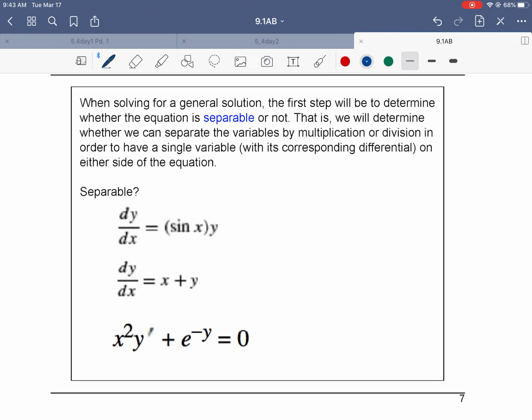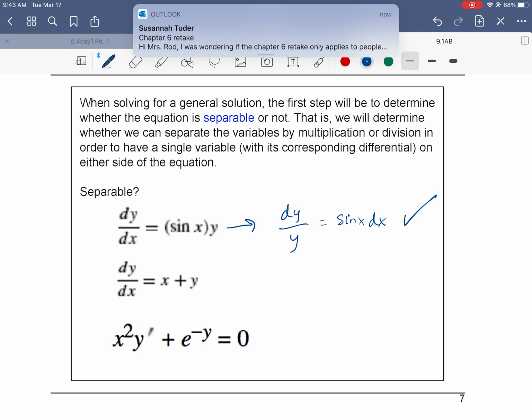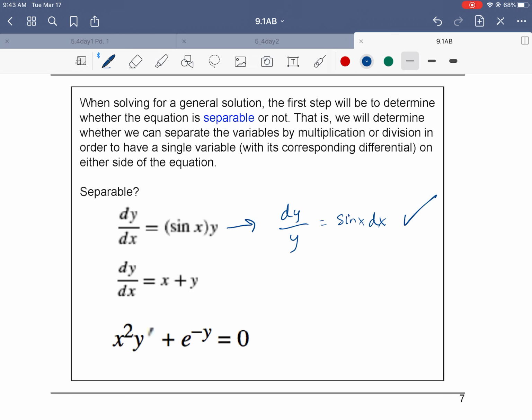So if we have dy over dx equals sine x times y, I like that it's written as dy over dx rather than y prime, because that allows us to begin to separate, including the dy and the dx terms. Okay. So in this case, I can divide by y, and that would put dy over y, and I can multiply by dx, and that would give me sine x dx. So at this stage, all I'm doing is confirming that it's separable.